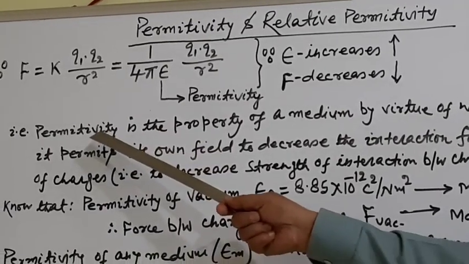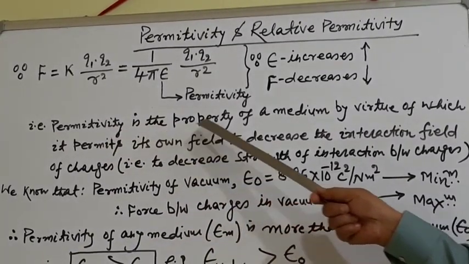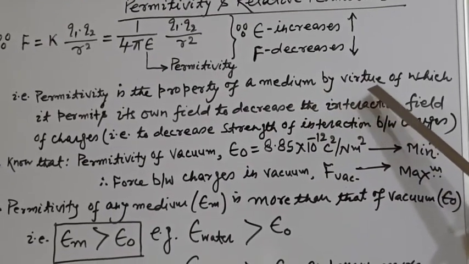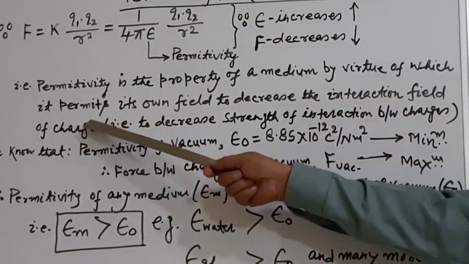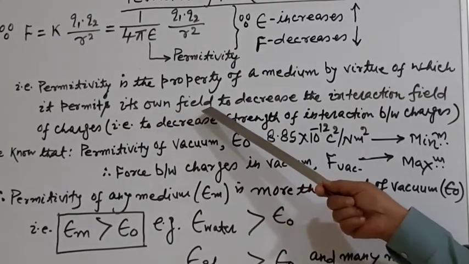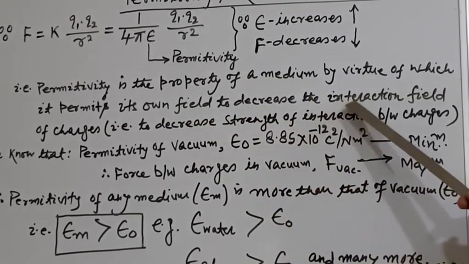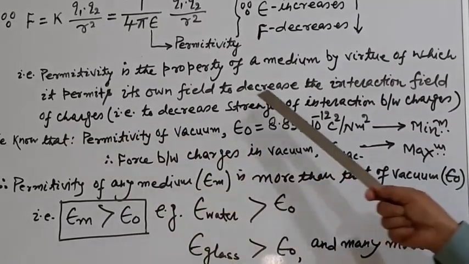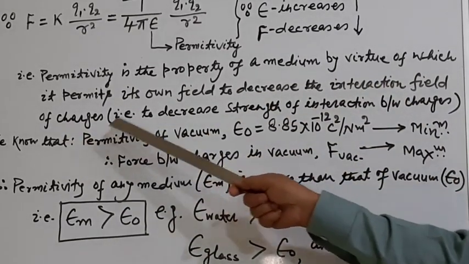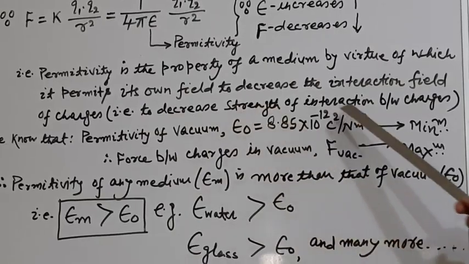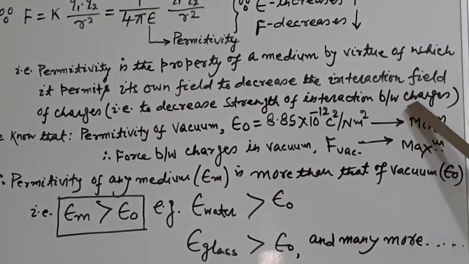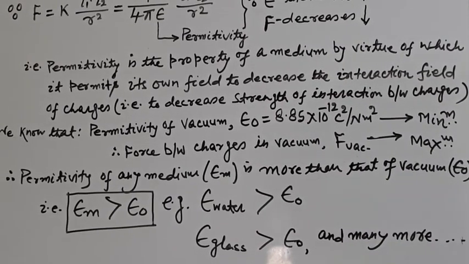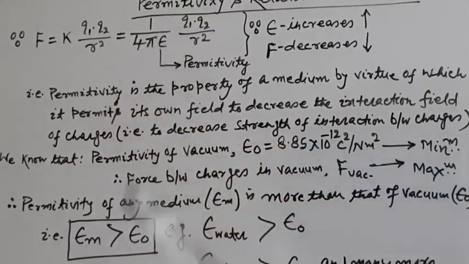It is said that permittivity is the property of a medium by virtue of which it permits its own field to decrease the interaction field of charges. Interaction field of charges means to decrease the strength of interaction between the charges, and this is the absolute definition of permittivity. Hope the word permittivity is clear.